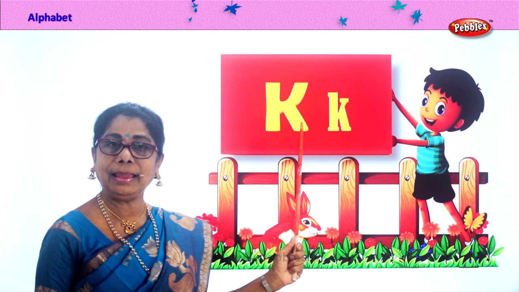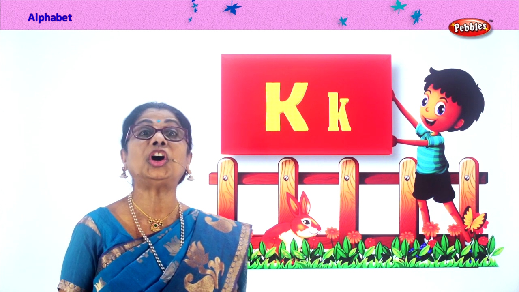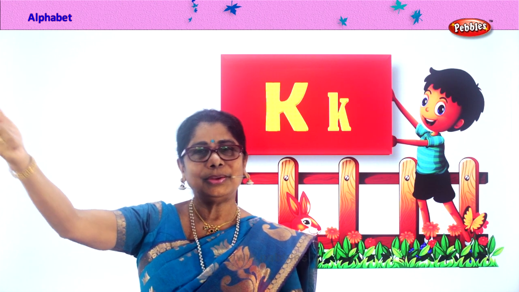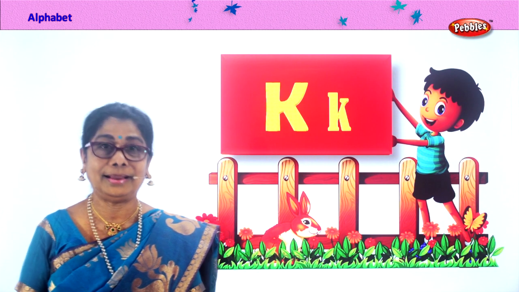So K, capital letter K, small letter k. Now, let's say mommy bought a kite. You take the kite, you say, Daddy, let's go to the beach and play. What do you do? You hold the kite and you fly it in the sky. And you like to have a game with your friend, cutting each other's kite.